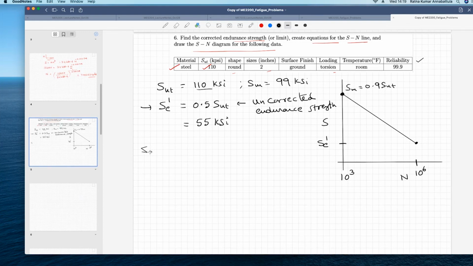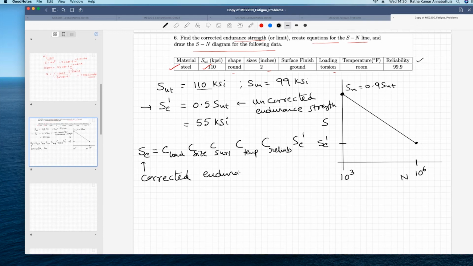So the corrected endurance strength is given by, if you remember, C load, C size, C surf, C temp, C reliable times SE dash. So this is our corrected endurance strength. Okay, so now let us go one by one.